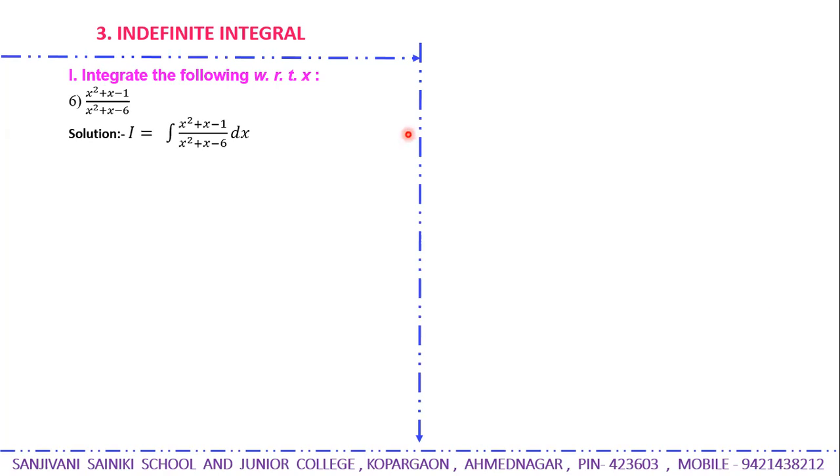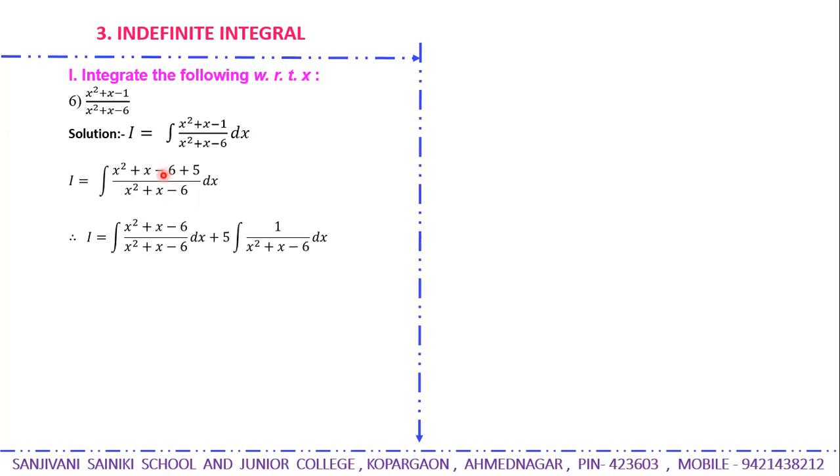Now here both numerator and denominator have the same degree. So again the function is not a proper rational form. So we have to divide the numerator by the denominator, or if it's possible we will adjust the denominator in the numerator. Here it is possible to adjust the denominator in the numerator by adding and subtracting 5: x square plus x minus 6 plus 5 upon x square plus x minus 6.